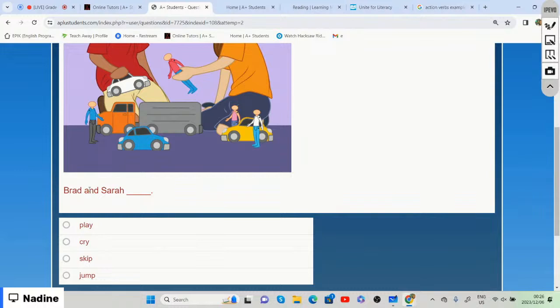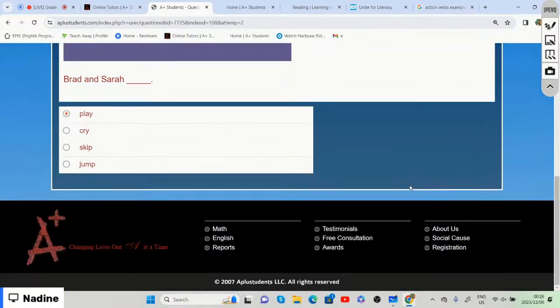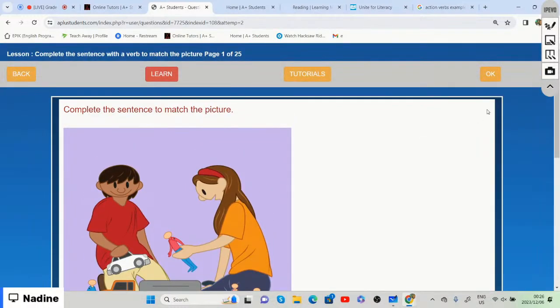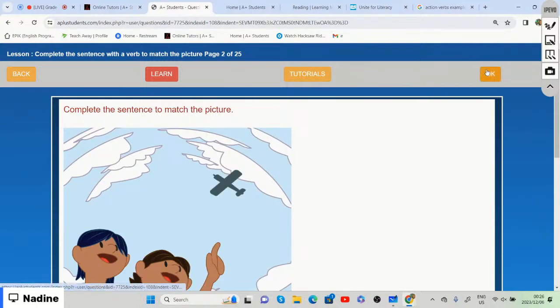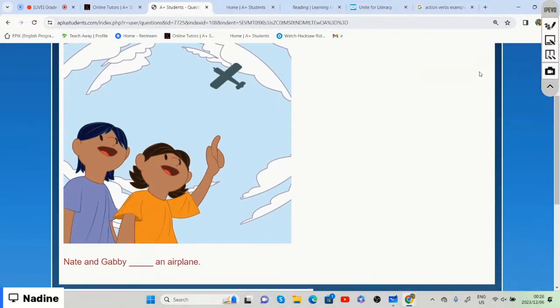All right, so we can say Brad and Sarah play, right? So they play. And play is correct. Nate and Gabby, an airplane. What are they doing? What are Nate and Gabby doing?